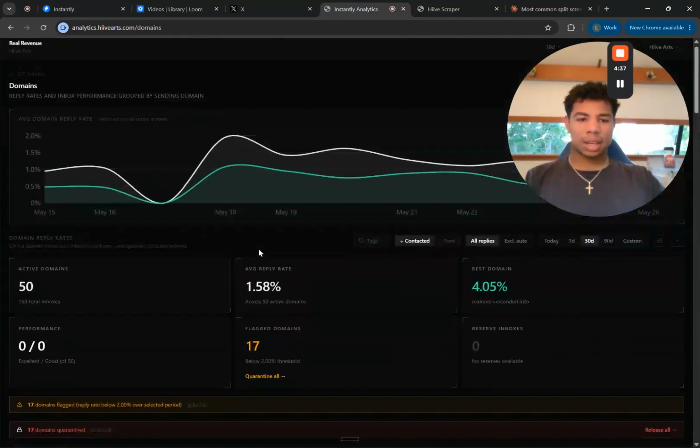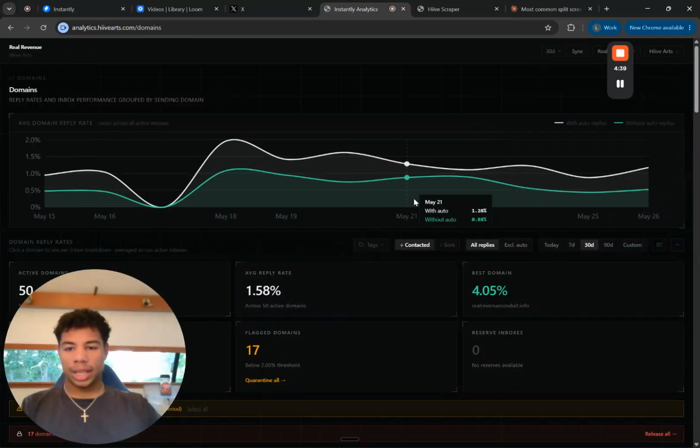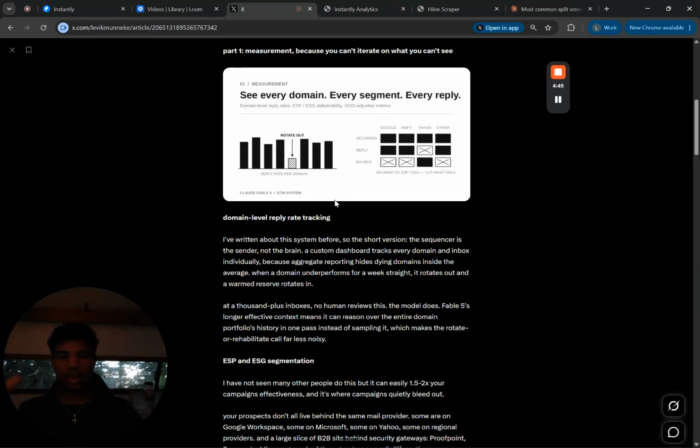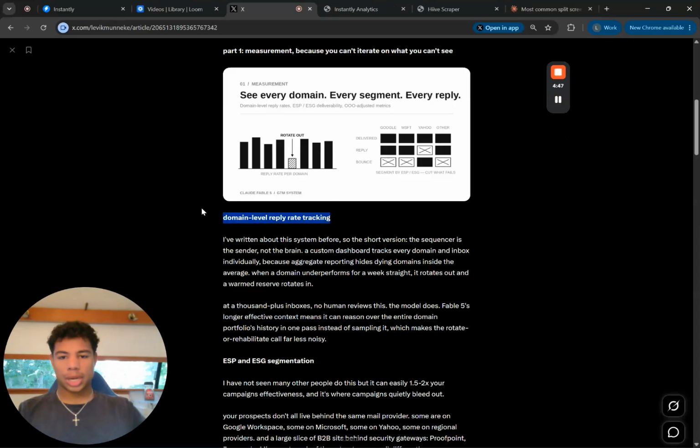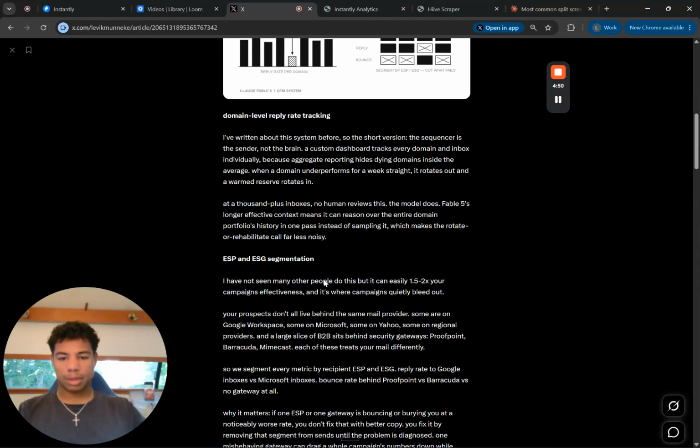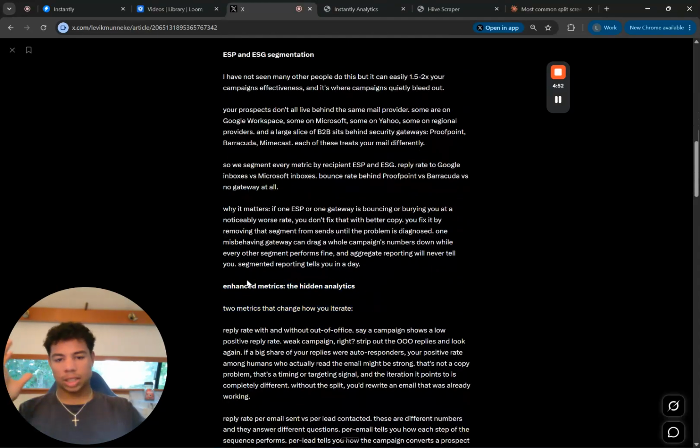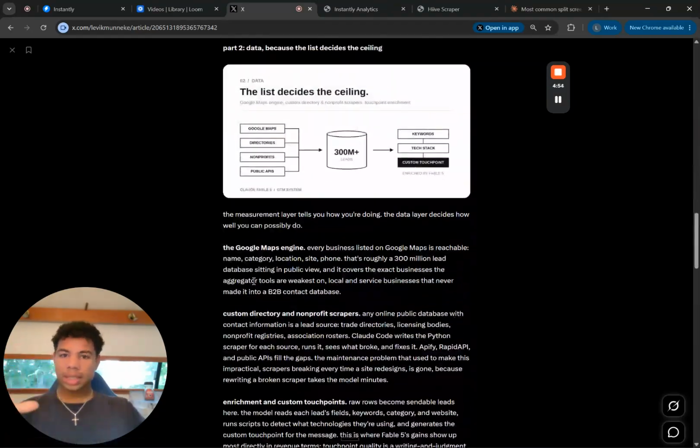But yeah, it's very, very nice to have this very specific visual data so we can see exactly how the campaign is performing. And so that was the first main point that I made in this X article: domain level reply rate tracking, ESP and ESG segmentation, and then just enhanced metrics, whatever, right? Second point is the data.